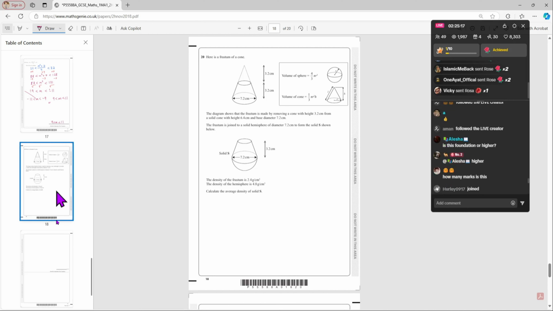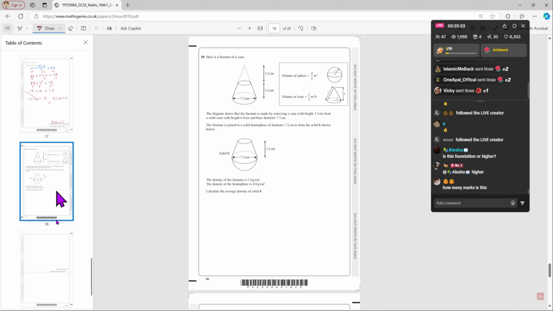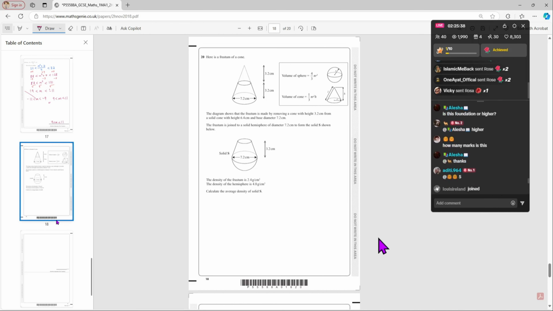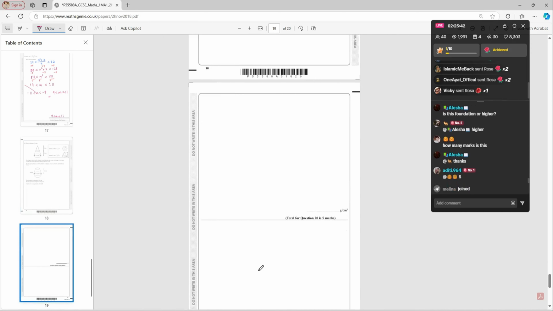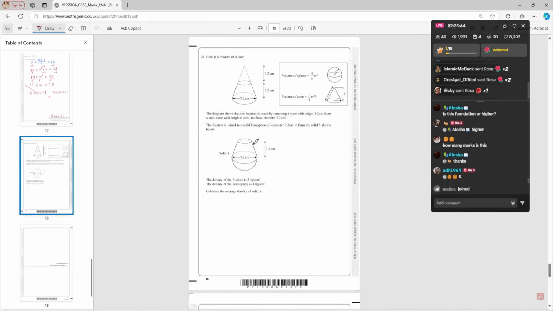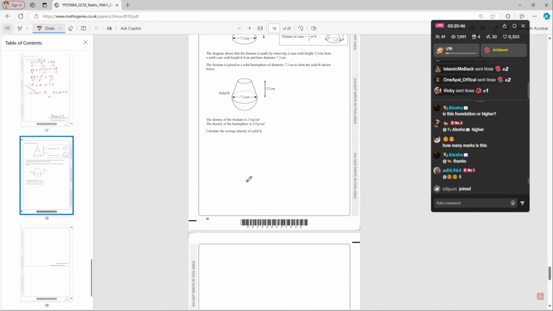The frustum is joined to a solid hemisphere with a diameter of 7.2 centimeters to form the solid S shown below. The density of the frustum is 2.4 grams per centimeter cubed. The density of the hemisphere is 4.8 grams per centimeter cubed. Calculate the average density of the solid S. This question is worth 5 marks. As you can see, they gave you like 2 pages to work this out.